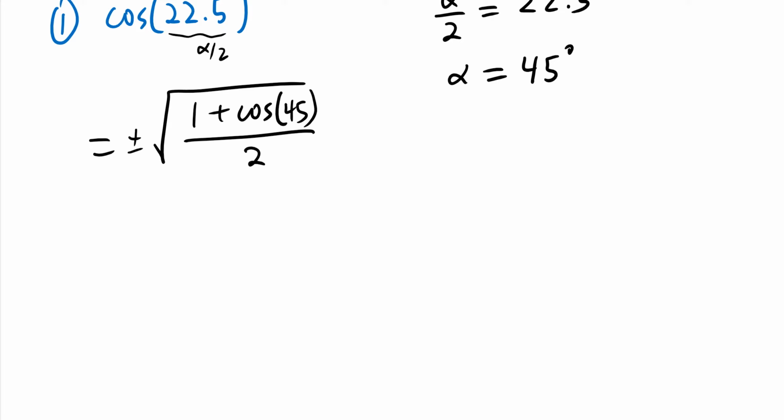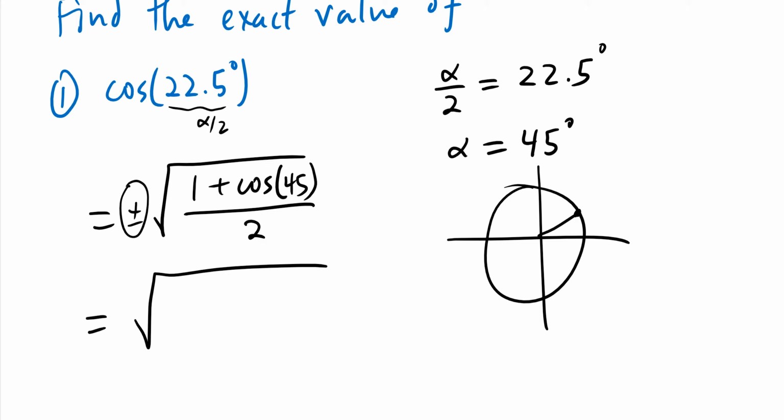But I'm finding cosine 22.5 degrees. That's located in the first quadrant somewhere here, so that should be positive. I don't need the plus or minus anymore. Cosine 45 is square root of 2 over 2, all over 2. To simplify something like this, it is over 1 over 1. The LCD of all of them is 2, so we multiply the top of each fraction by 2. That's the easiest way to clean up the fractions.